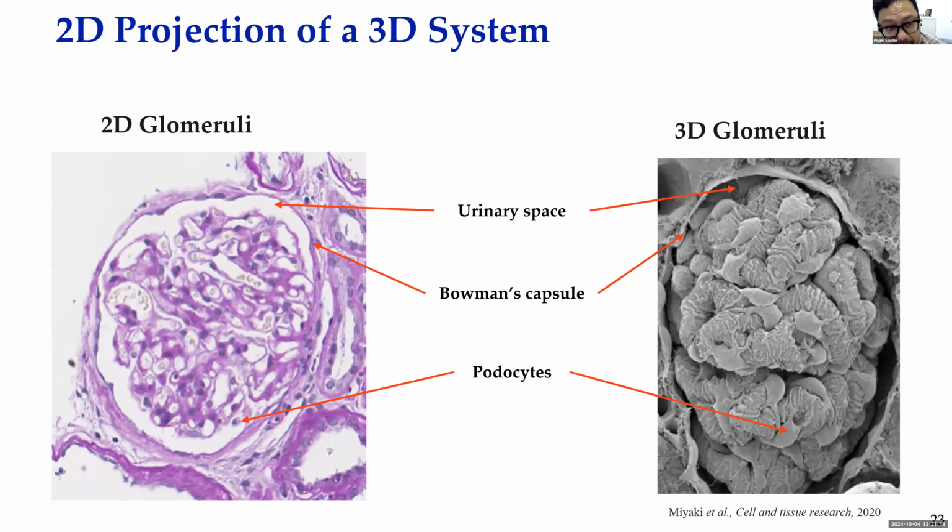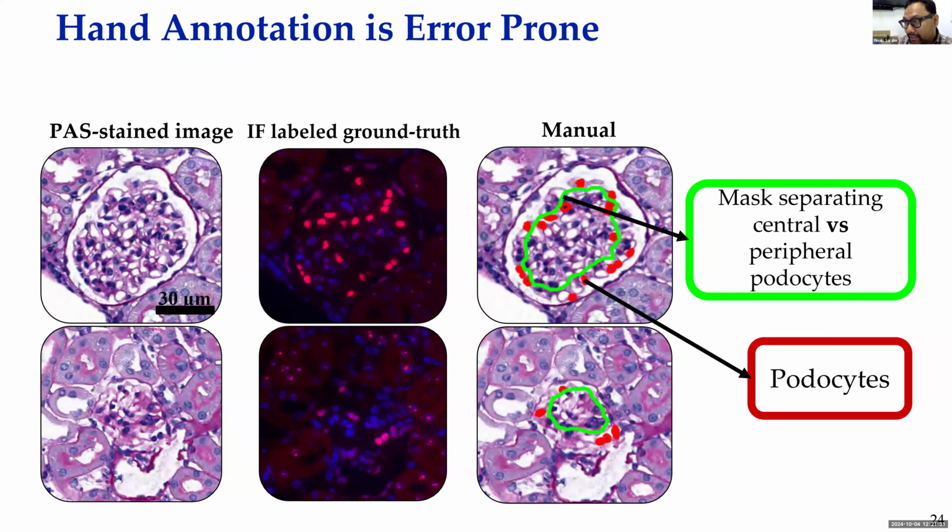Second problem is these tissue samples, right? These are 2D cuts of a 3D tissue. So whatever I see as a podocyte on top of a capillary may not be on top of the capillary when I see that in an image. It could appear somewhere in the middle, right? And this is an example.